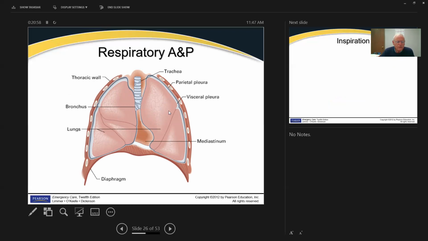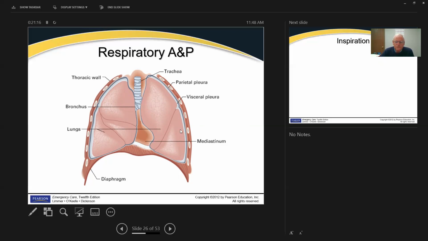The central portion of the chest is a million-dollar word we call the mediastinum. That's the bronchi, the aorta, the vena cava coming back up. All that stuff in the center and the heart is all called the mediastinum.